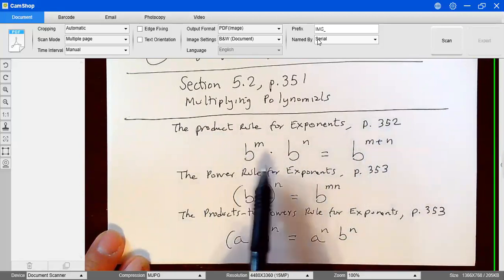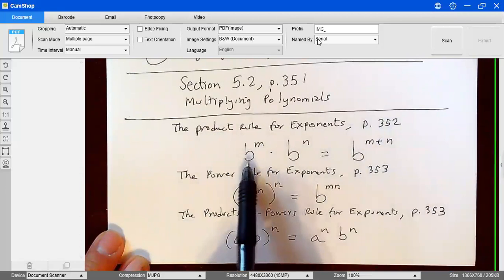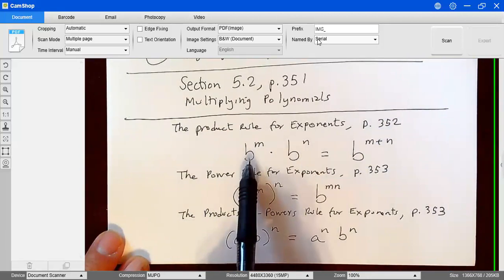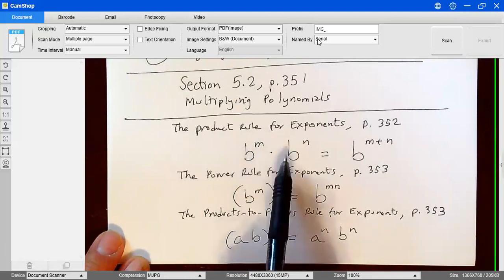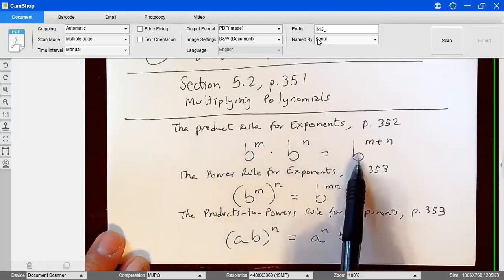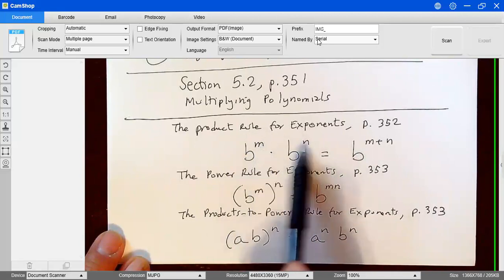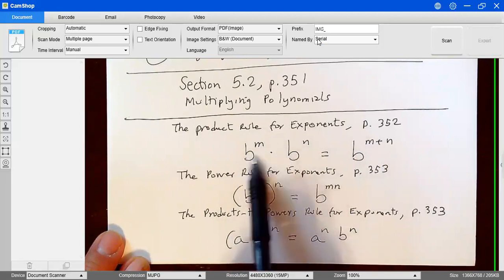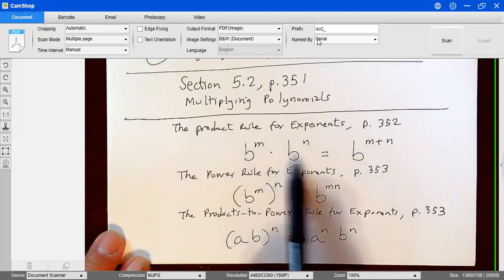It's just saying that if you have the same base, but with different powers, so we are multiplying 2 different powers of the same variable, we need to have the same base, otherwise this rule is not applicable. So when you have the same base, you just write the base, and then you add the exponents. Adding the exponents is the result of multiplying these 2 powers of v in this case.